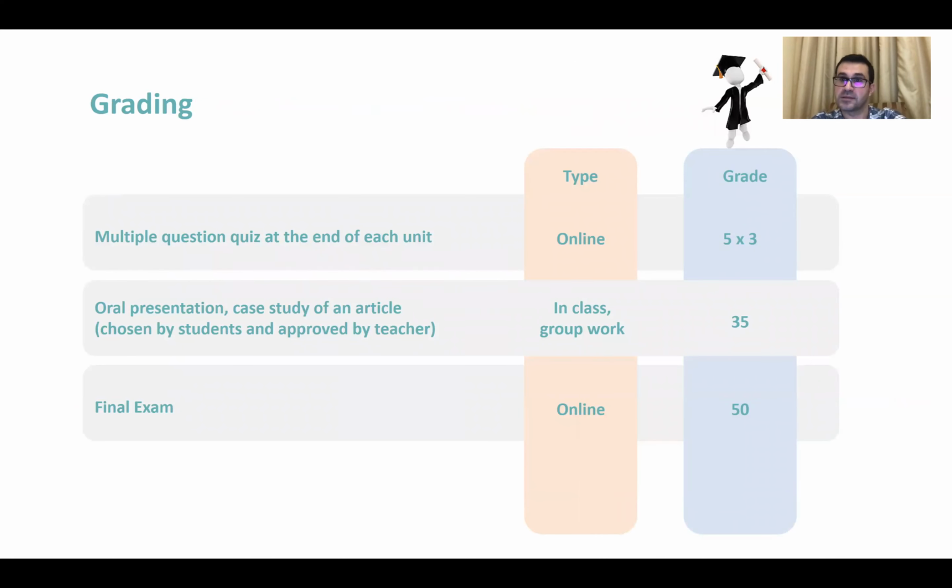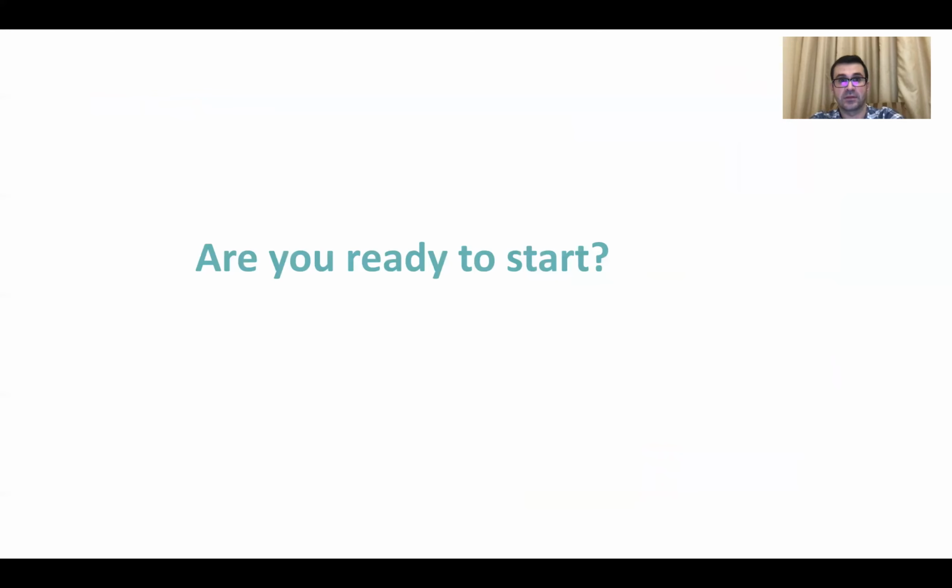Well, for the grading of the course, it's mainly 3 parts. The quizzes that are made at the end of each unit, each for 5 grades over 100, and they are online. At the end of this course, you will have to give an oral presentation in groups. You'll be each 3 or 4 in one group, and you can choose an article, approved by me, to present. And the final examination is on-site. It has 50 grades over 100.